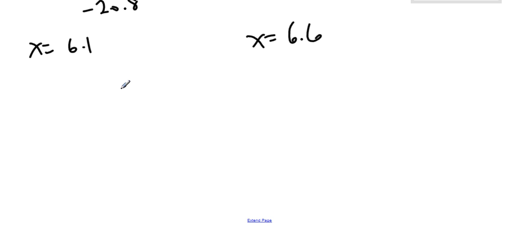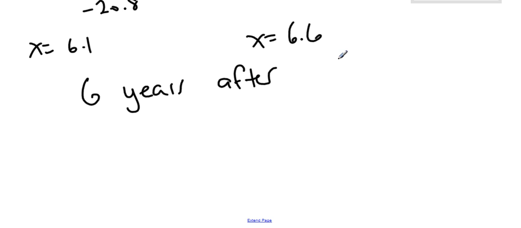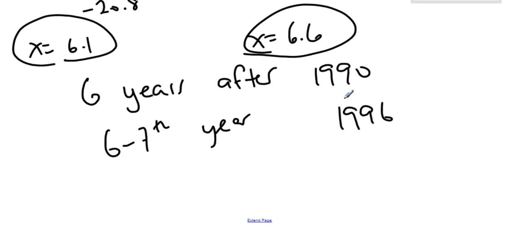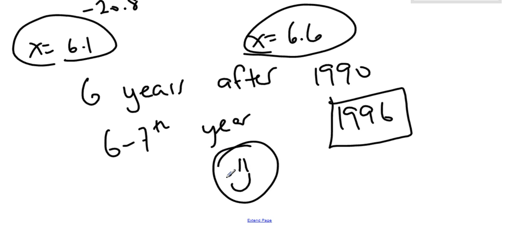So the question said, in what year do I get 750 million? We know that 6 years after 1990, sometime in that year, we will get to 750 million. So sometime between the 6th and 7th year, this is going to happen. So sometime probably in calendar year 1996, we got to that wonderful 750 million Broadway road tour tickets sold. Yay! Go see Broadway, it's awesome.